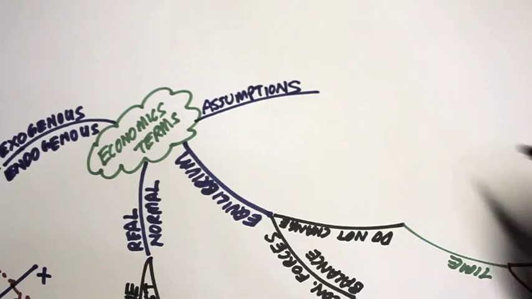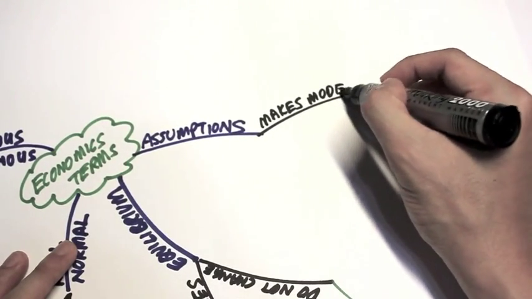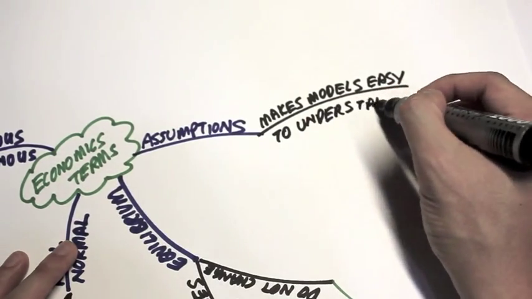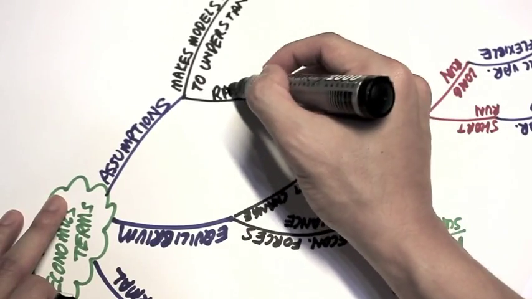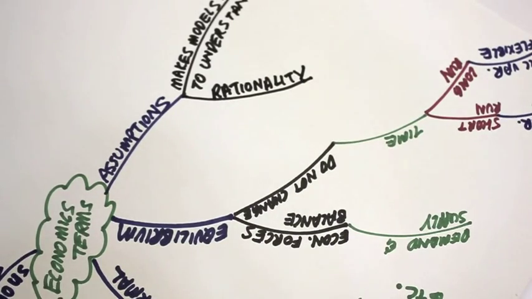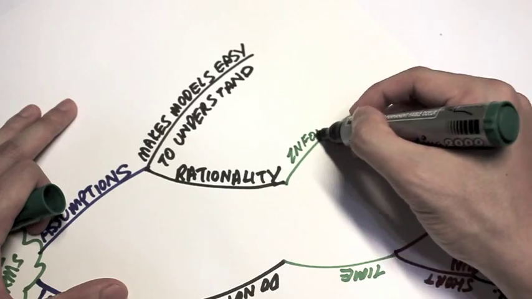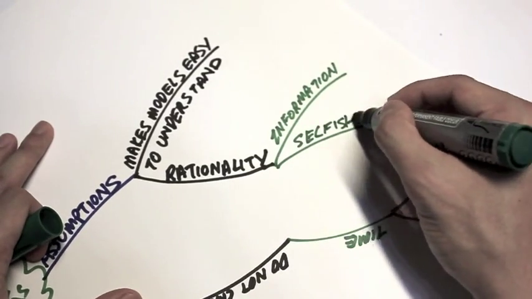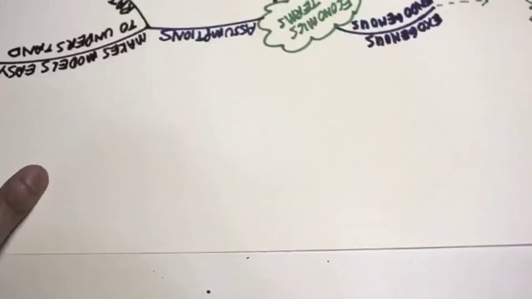In economics, we make a lot of assumptions, and the purpose of this is to make the model easier to understand. One of the key assumptions in economics is that individuals, economic agents, are rational. We basically make use of all the information available to us, and we are selfish people who just want to benefit ourselves.